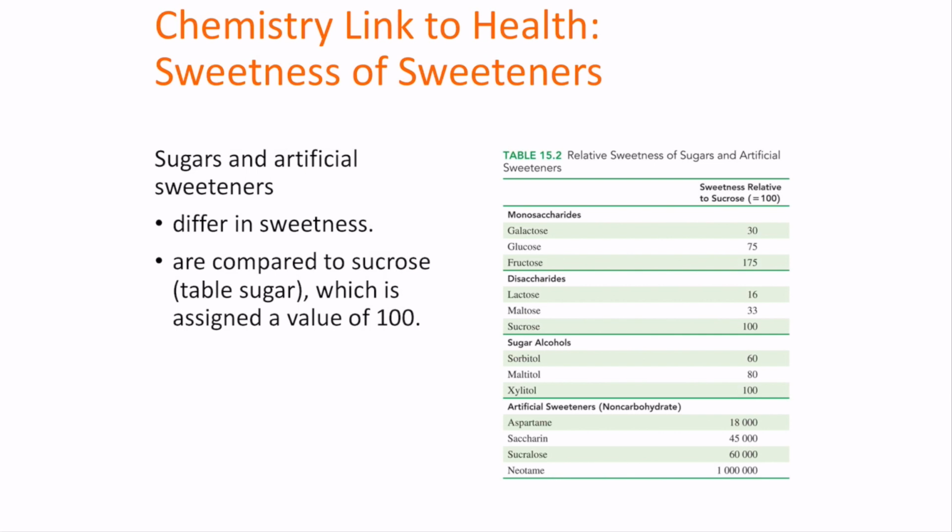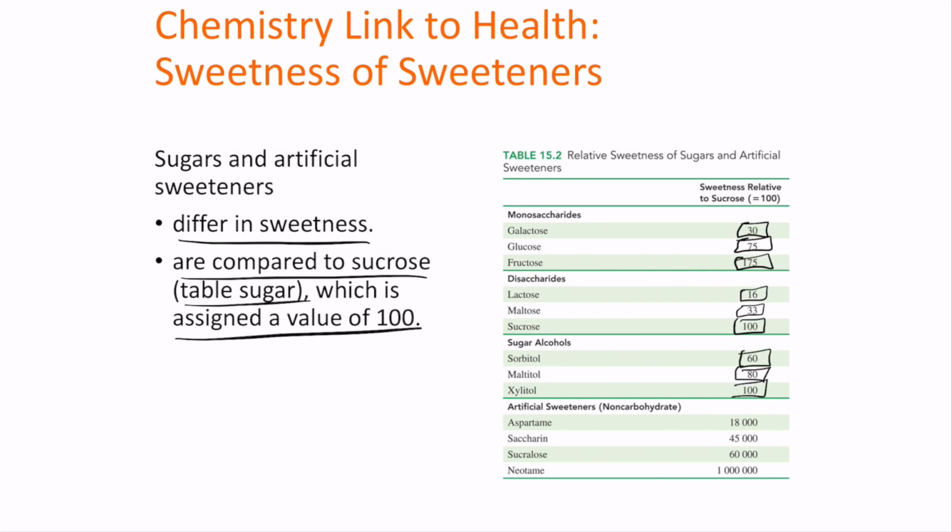There are also what we call artificial sweeteners. Sweeteners differ in sweetness, so they are compared to sucrose. How do you compare them to sucrose? For example, monosaccharides, like galactose and glucose, are generally less sweet than sucrose. Fructose is a little bit sweeter than sucrose, but among disaccharides, sucrose is the highest. Maltose and lactose are much less sweet in comparison to sucrose. The same goes for sugar alcohols, which have a similarity to sucrose.